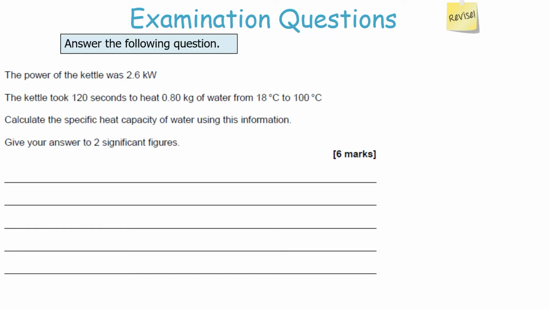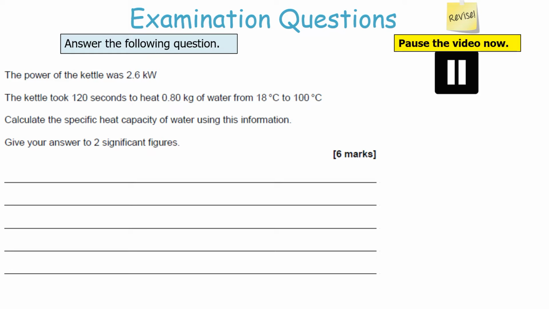The next question says the power of a kettle was 2.6 kilowatts. The kettle took 120 seconds to heat 0.80 kilograms of water from 18 degrees to 100 degrees Celsius. Calculate the specific heat capacity of water. Use this information and give your answer to 2 significant figures. So pause the video now, then unpause the video when you want to go through your answer.